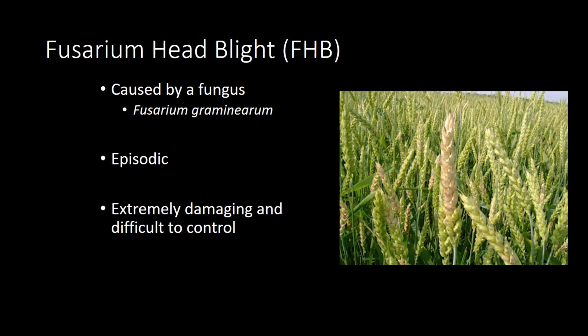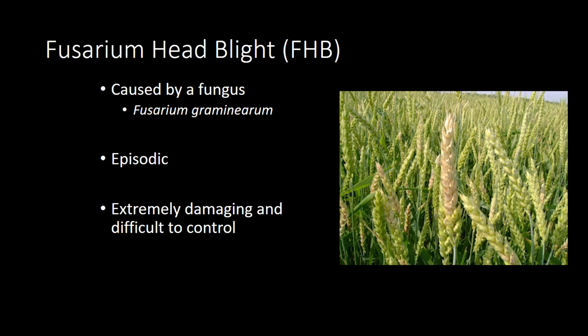And because it does have a wide host range, that means that as long as you have residue on your field, you're going to have the potential to have this inoculum produced. And I'll talk a little bit more about how it spreads and how far it can spread here in a second.